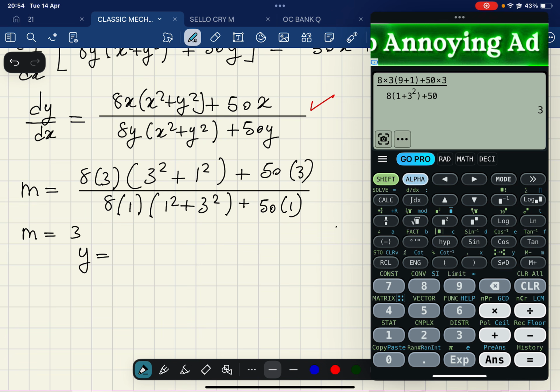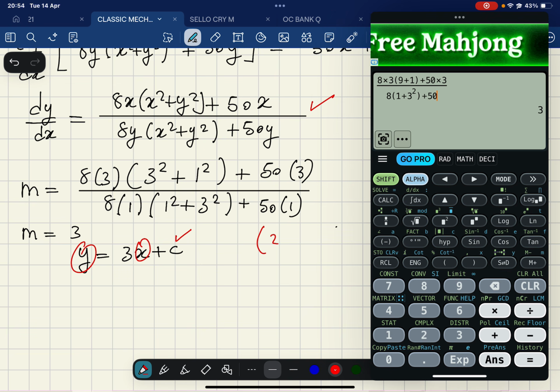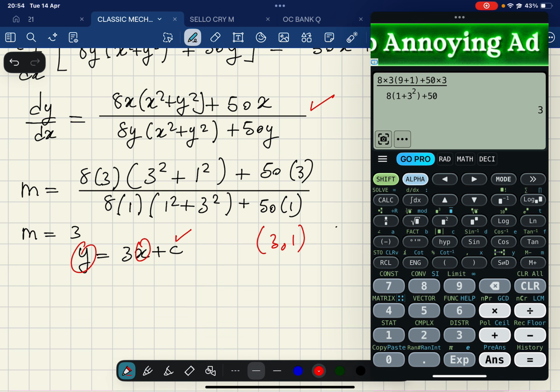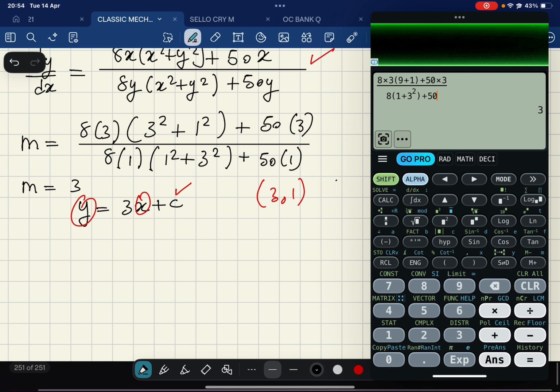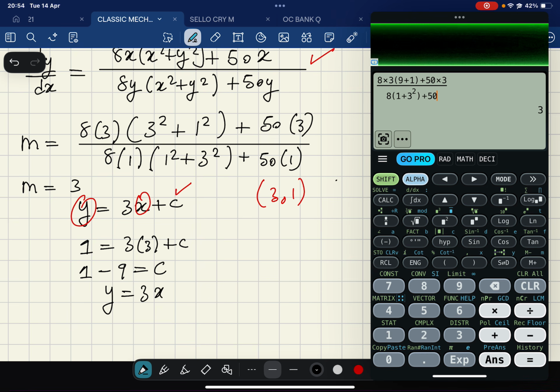Therefore my y, the equation of a straight line, is just like that. Then now I have to find the value of c by substituting the values of x and y, which are 3 and 1, the ones that we were evaluating. So from here I substitute them. The value of y is 1, and the value of x is 3, so 1 equals 3 times 3 plus c. Then we have 1 minus 9, which is equal to c. We're going to have y equal to 3x plus 1 minus 9, which is what?